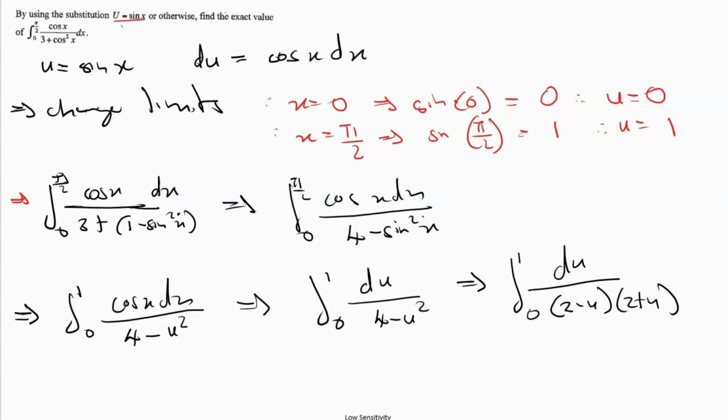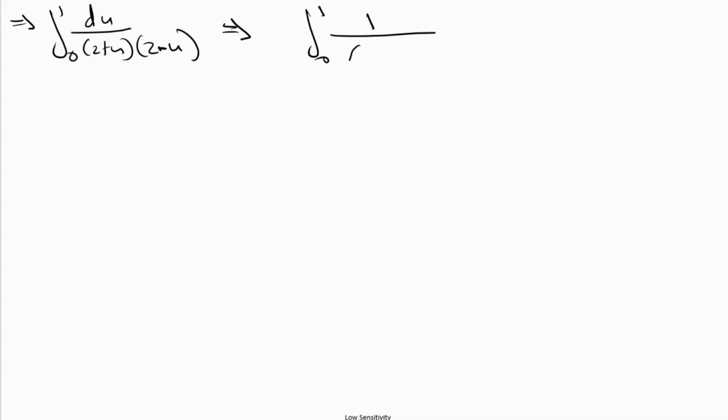Right. So let's continue here. What we have is an integral from 0 to 1 of du over 2 plus u, 2 minus u. And so what can we do about this? We can express this as the integral from 0 to 1 of 1 over 2 plus u, 2 minus u du.